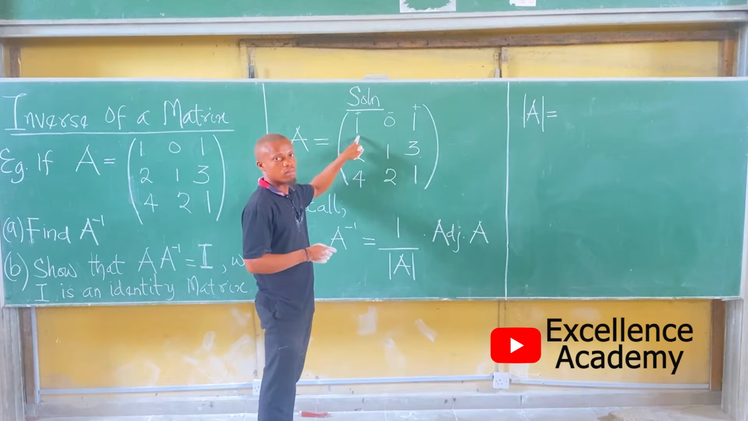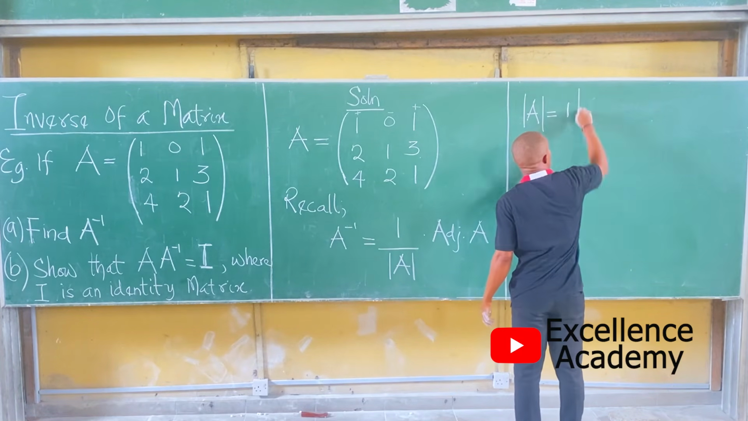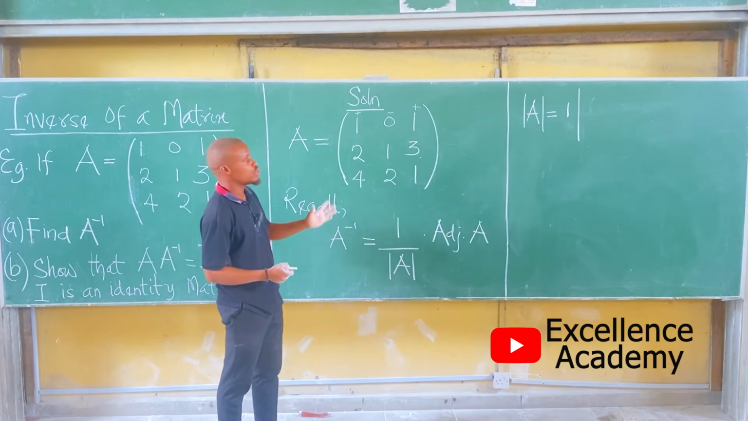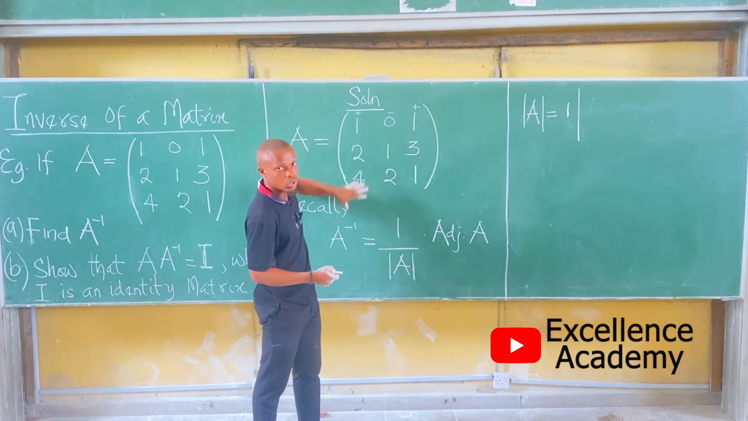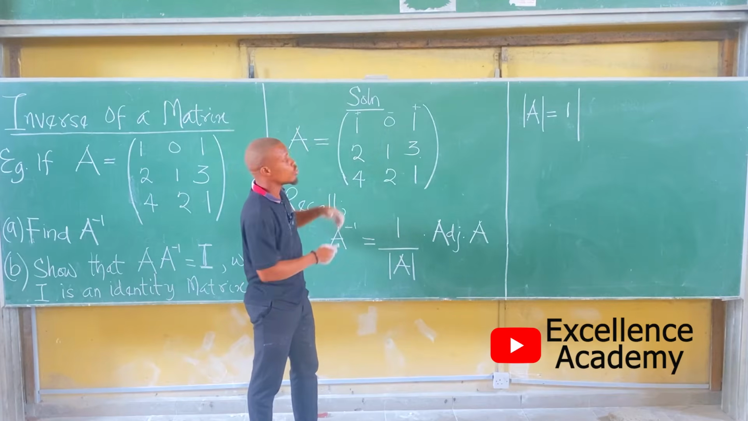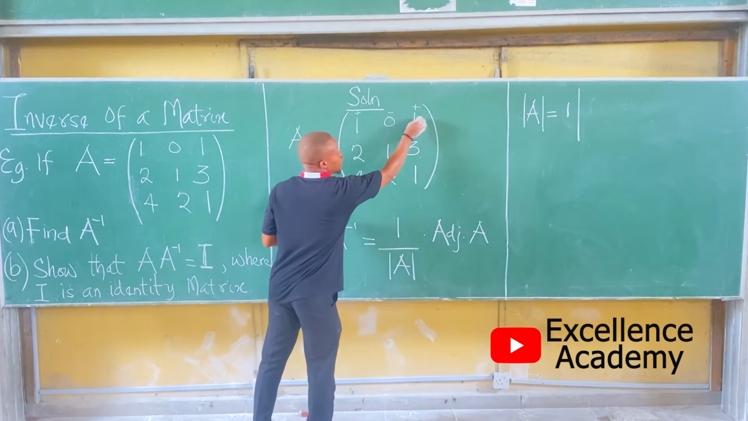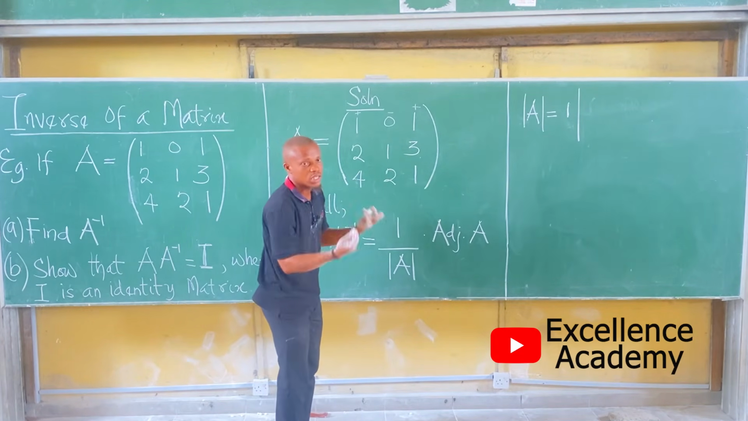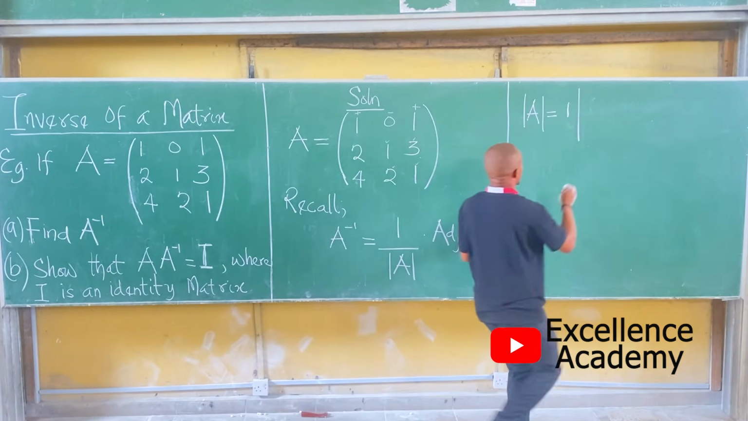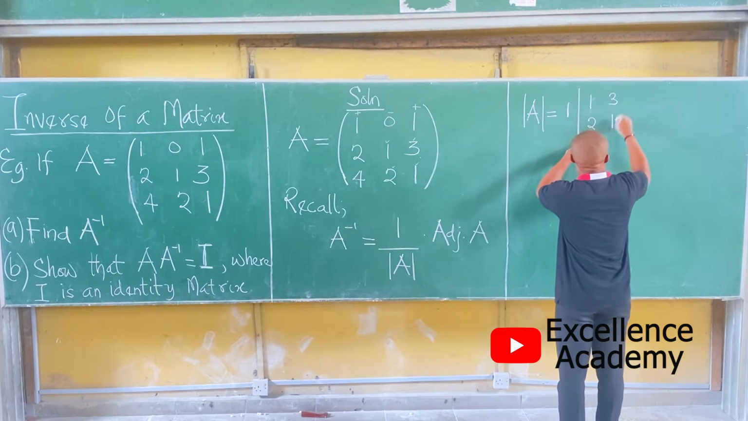So I'll pick my first number there, which is what? 1. And then do what? Create a 2 by 2 matrix. Creating a 2 by 2 matrix, you cover the rows and columns on which that element appears. My first element there is 1, so I'm covering the row and the column on which it appears. If I cover this and this, what are the elements left? 1, 3, 2, and 1.